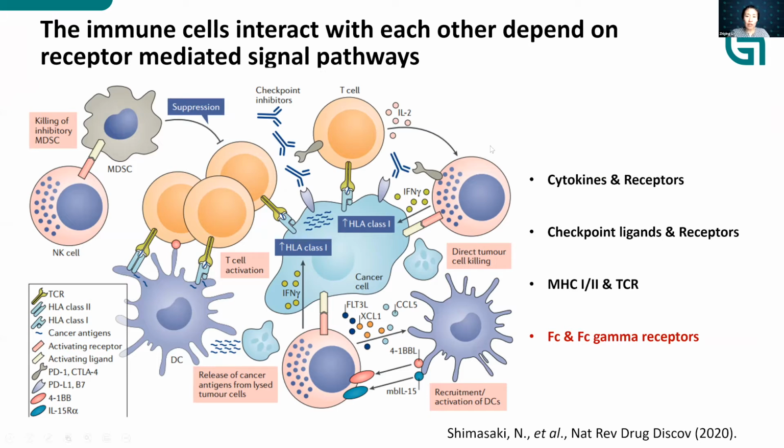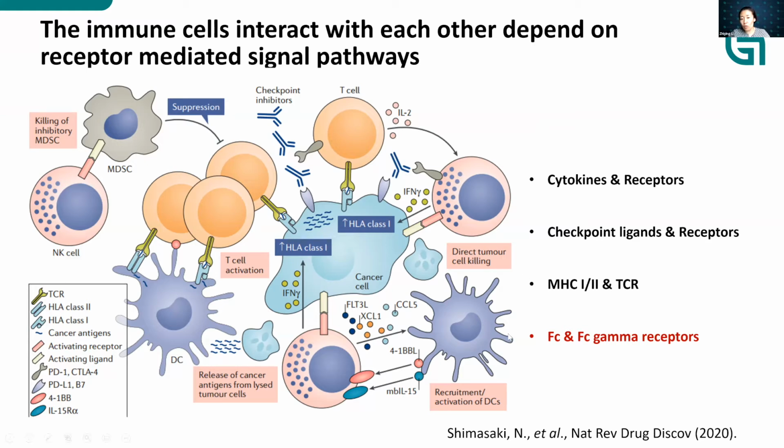So here is another way of showing what's going on in the tumor microenvironment. Showing here not only the immune cells, they are talking to each other. They're actually talking to the tumor in a way that they're not killing the tumor as we wish. So all these interactions rely on signaling pathways, and in particular, as shown on the right side, these signaling pathways include cytokines and their receptors, checkpoint ligands and their receptors, as well as the classical MHC1 and 2 to their receptor, the T cell receptor complex.